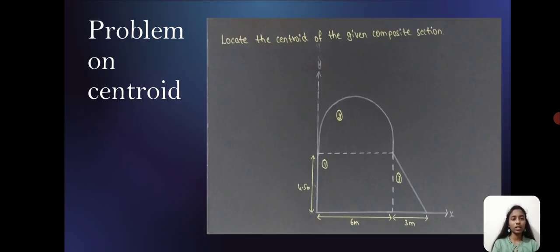Problem on centroid. Locate the centroid of the given composite section. Here in the given figure, the figure is asymmetric. Therefore, we need to divide the figure into geometrical sections like triangle, rectangle and the semicircle. Here x and y are the reference axis.